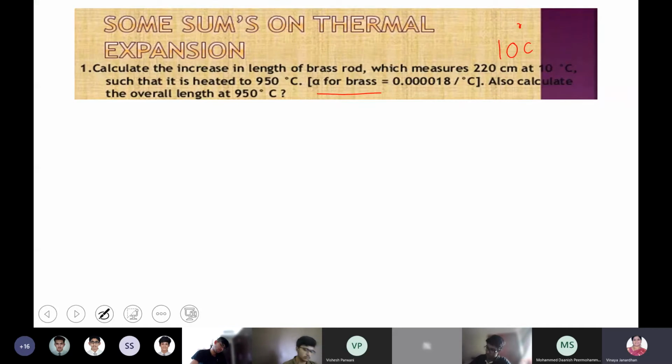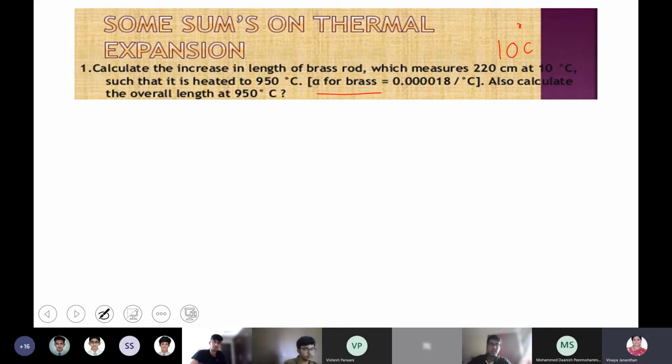Should I initialize, or will you be able to write what are the physical quantities given and what is required to calculate? Okay, read the question. I'll give you 2 minutes. Then I'll call someone. You need to tell me what are the physical quantities that are being given in the question. Read the question.